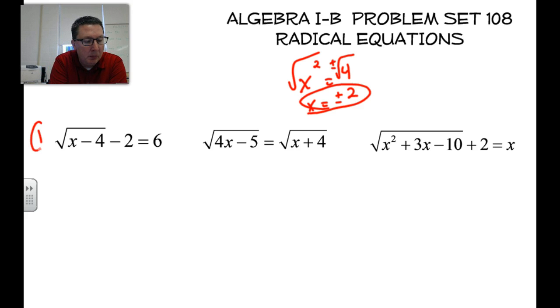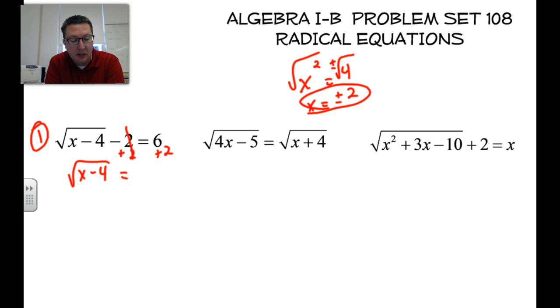If you look at this first example, label that number 1. First thing we need to do in a radical equation is we want to isolate the radical. And the radical is that square root. So we want to get the square root by itself, which means in this problem, I need to get rid of that minus 2. To get rid of the minus 2, I'm going to add 2 to both sides. So that leaves the square root of x minus 4 equals, on the right side, 6 plus 2 is 8. Okay, so now we've got that square root by itself and it equals some number. We need some way to get rid of that square root. So we need to undo the square root.